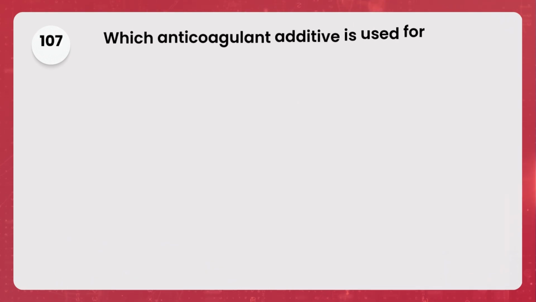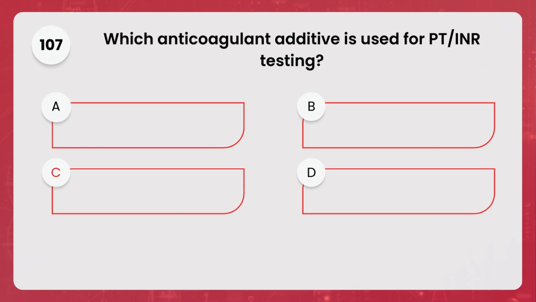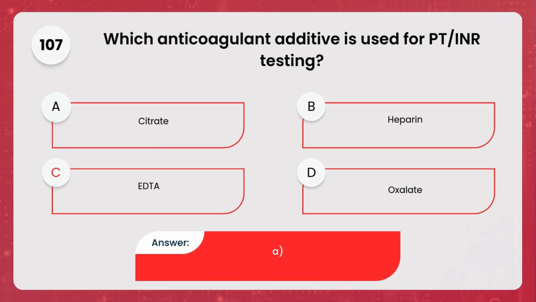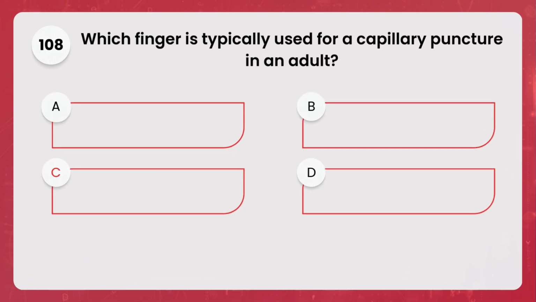Number 107. Which anticoagulant additive is used for PT/INR testing? A. Citrate, B. Heparin, C. EDTA, or D. Oxalate? The answer is A. Citrate.